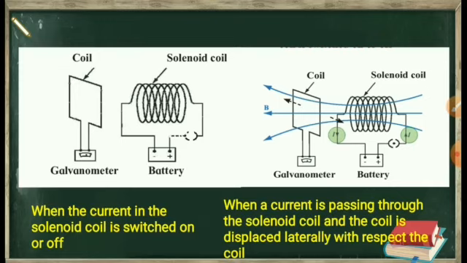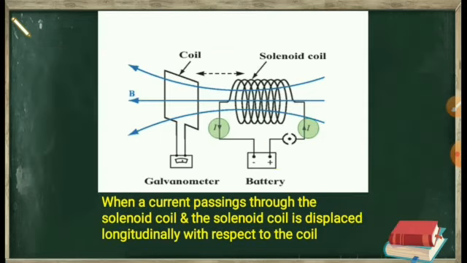If the solenoid coil is moved towards or away from the coil, we see a deflection in the galvanometer as shown in this figure. Also, the faster the displacement of the solenoid, the larger is the deflection of the galvanometer pointer. If the current in the solenoid coil is changed, a current is produced in the coil, or if the solenoid coil is moved towards the coil, then also a current is produced in the coil.